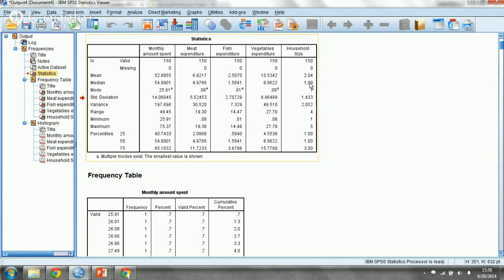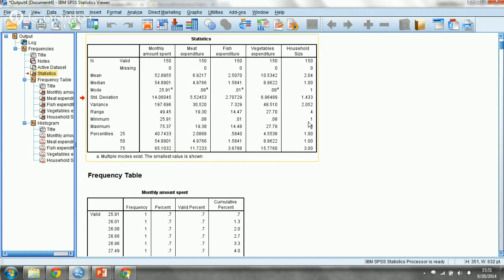The median response is 1. So 50% have one person per household. The standard deviation is 1.433. So the majority of households are 2.04 people plus or minus 1.43 people. Again, this doesn't quite make sense, so we need to know what our variables actually mean when we're interpreting data. That's very important. With dollars spent, it makes sense to have a fraction, but with household size, it doesn't. But we do report as such.